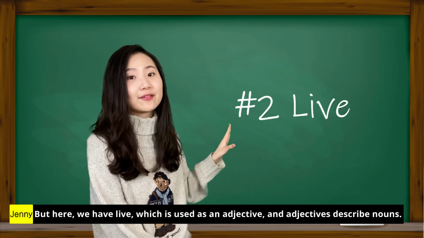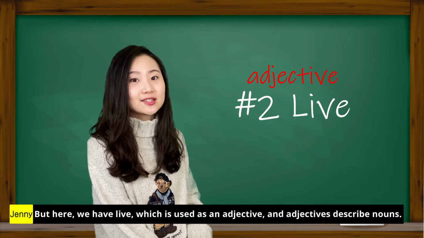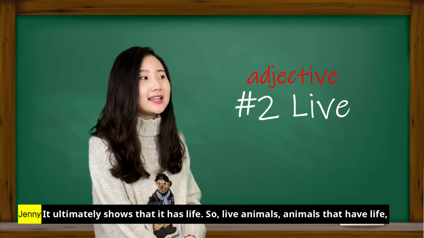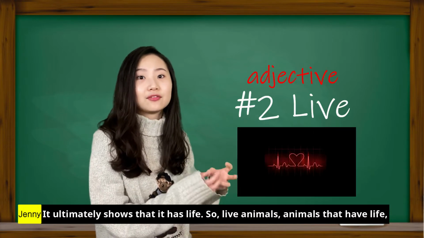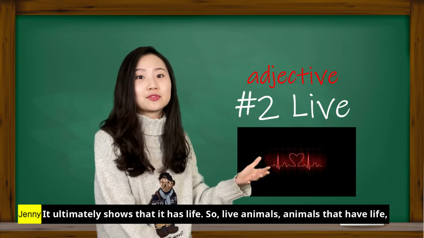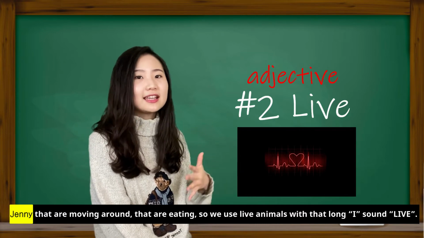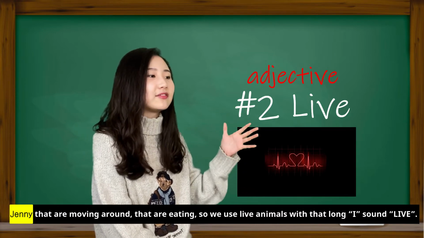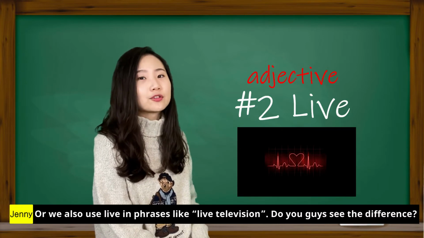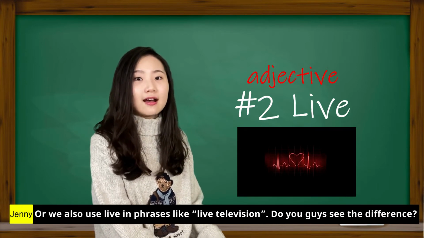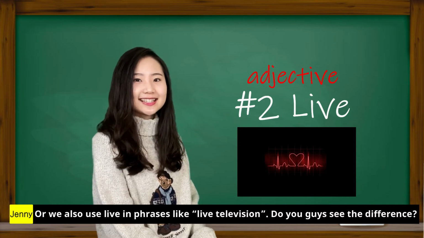But here we have live, which is used as an adjective, and adjectives describe nouns, and it ultimately shows that it has life. So live animals, animals that have life, that are moving around, that are eating. So we use live animals with that long I sound, or we also use live in phrases like live television. Do you guys see the difference?